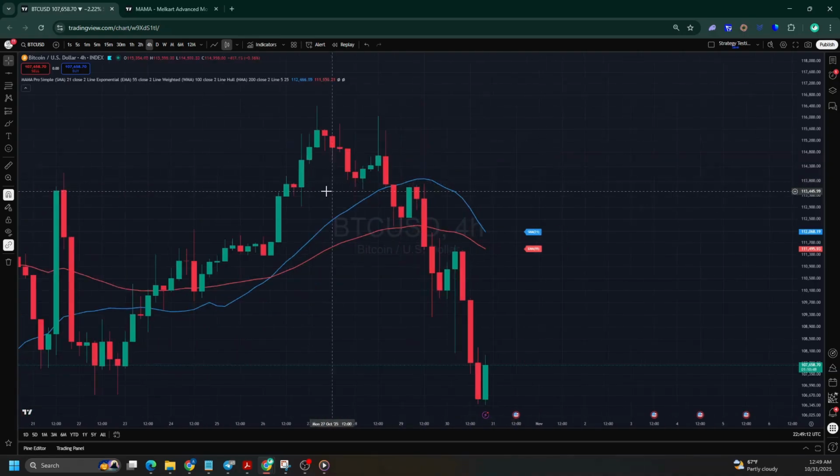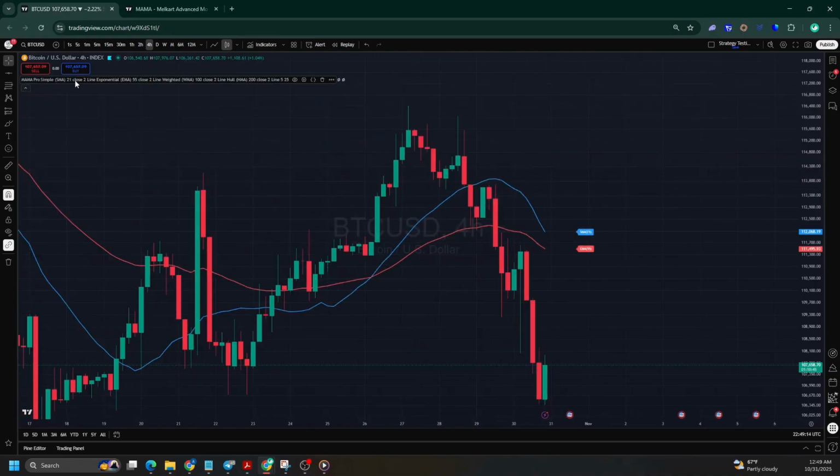Mama just killed a man. Every time I use this indicator on the chart, whenever I look at it, I have to sing the song.